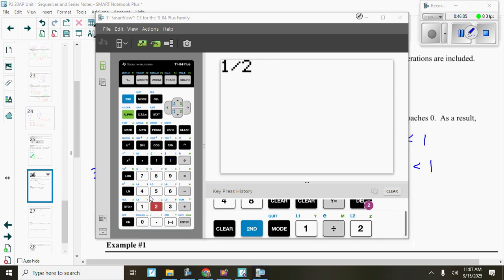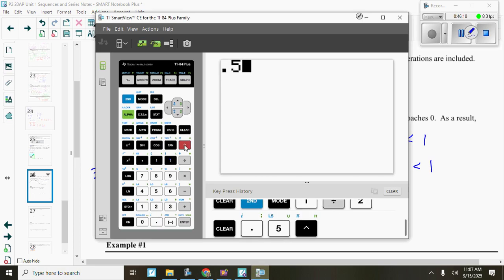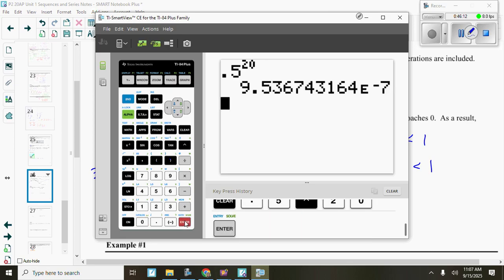So 1 divided by 2, 0.5 to the exponent 20. There, so you got that, and you're like, what is that? Don't forget, maybe you haven't taken the sciences quite yet, but this is basically saying that you have to multiply it by 10 to the negative 7. So you start from here and move the decimal place over 7 to the left, so that is 0.000000095, which is a pretty small number.